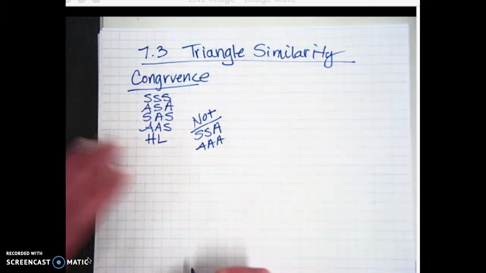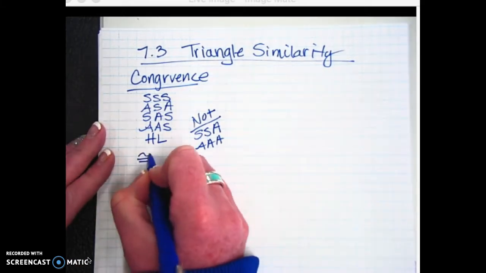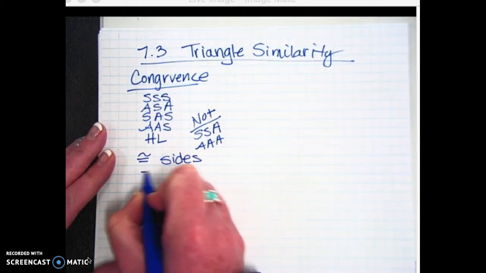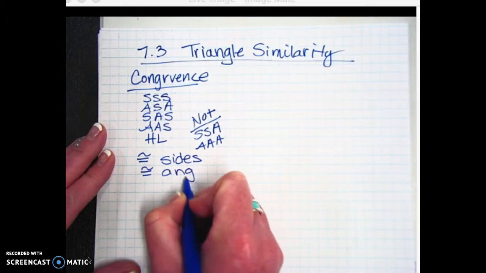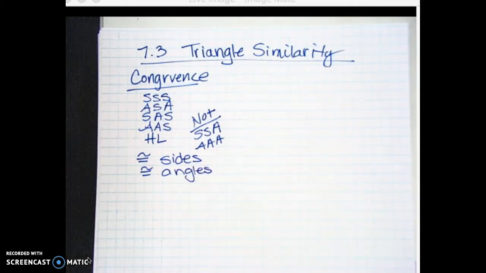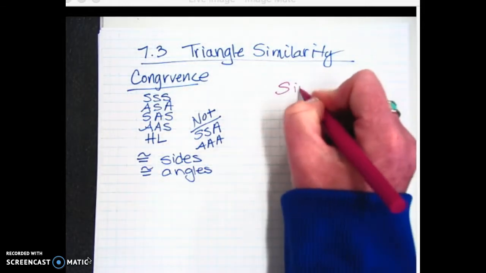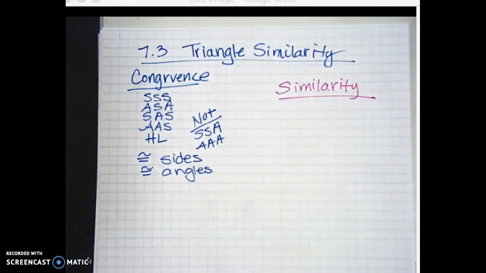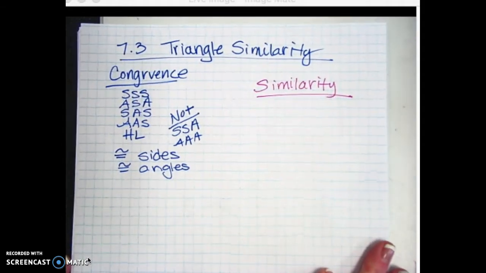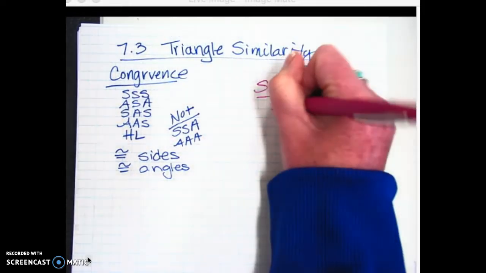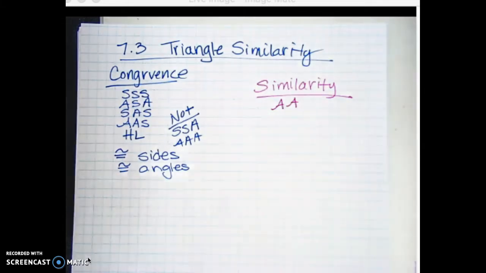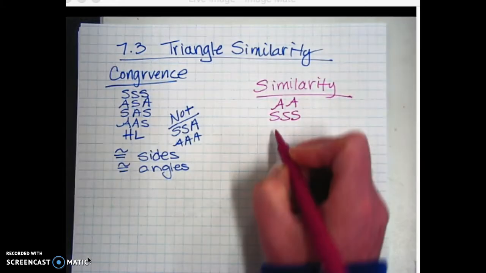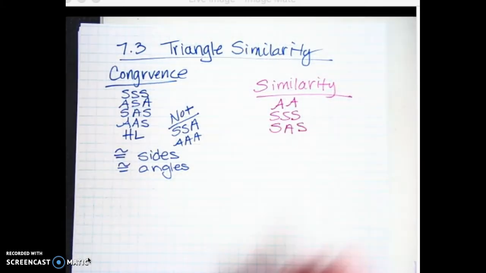With congruence, you had to have congruent sides, and you had to have congruent angles. Okay? So similarity is similar, but a little bit different, right? Similar has the word similar in it. Okay, so there are 3 that work. The first one that works is angle, angle. The second one is side, side, side. And the third one is side, angle, side.